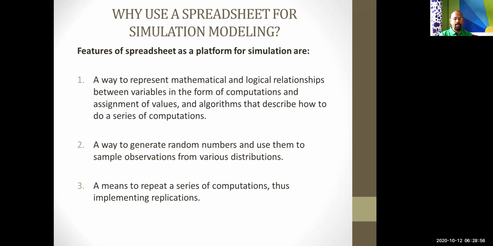Number two, a way to generate random numbers and use them to sample observations from various distributions. Yes, a simulation usually needs random numbers. Random numbers are very easy to generate in a spreadsheet. So that's why I can say a spreadsheet is a better option for simulation instead of any programming language. For general people, actually, spreadsheet is better.